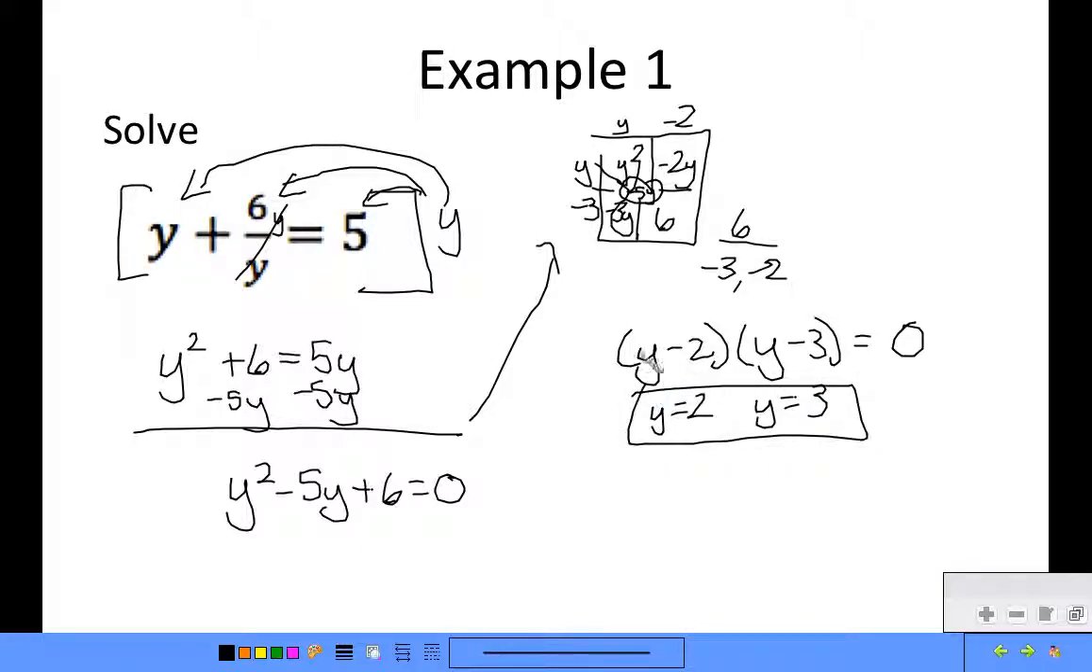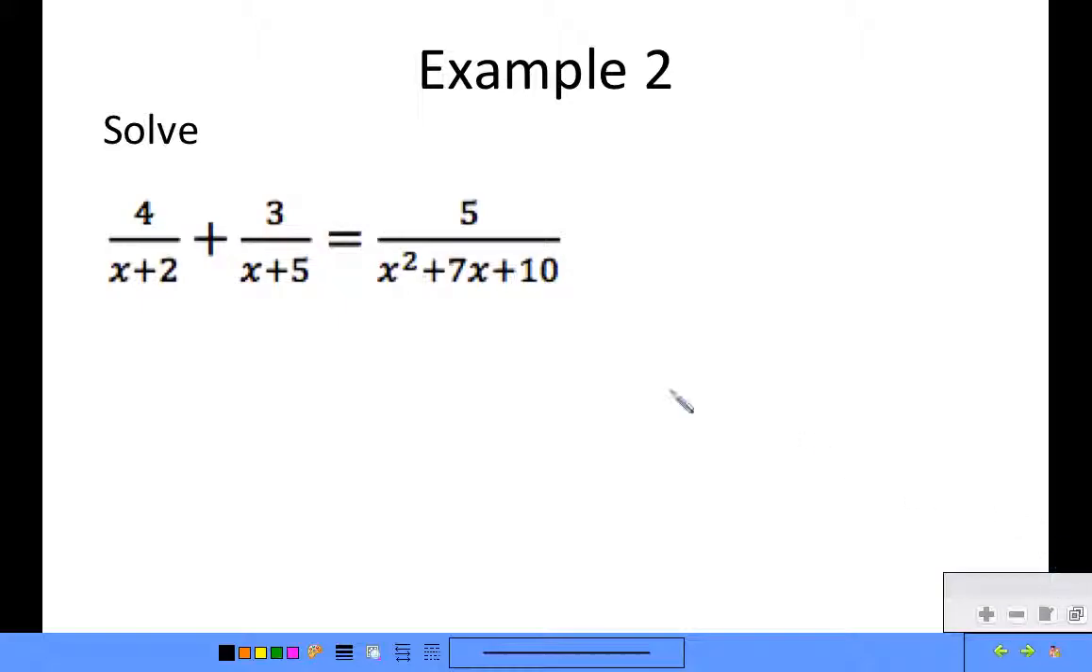And we can double check these answers by plugging them in. 2 plus 6 over 2, does that equal 5? And does 3 plus 6 over 3 equal 5? Well, yep, 2 plus 3, that works, and 3 plus 2. So those answers both work. So this next one looks a little bit more complicated.